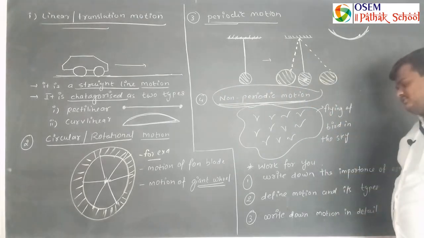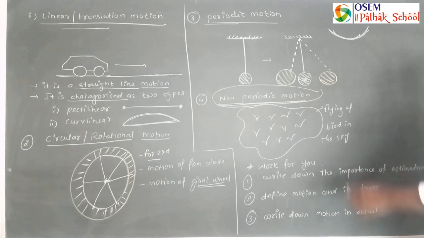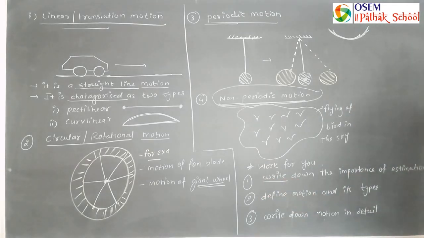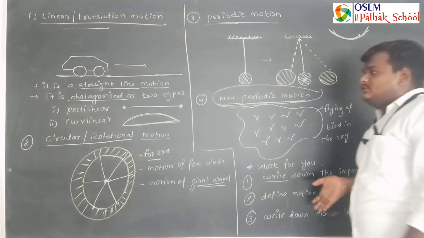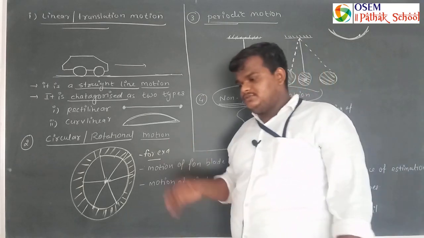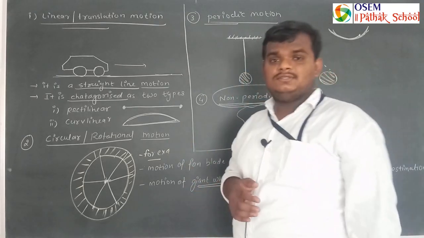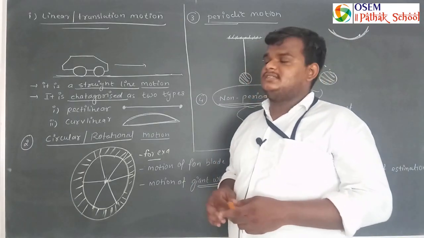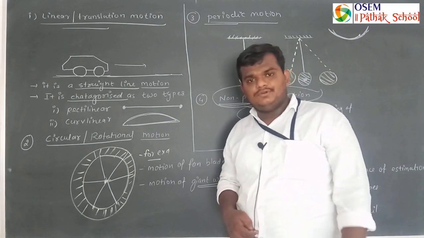Now here is work for you. A few questions are given that you have to complete in your workbook. The first question is: write down the importance of estimation. The second question is: define motion and its types. The third is: write down the motions in detail, so you have to describe all the motions. So this is all about this topic, types of motion, and the importance of estimation. In the next lecture we will move on to another important topic.